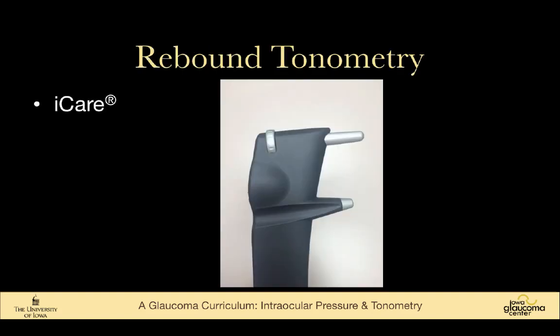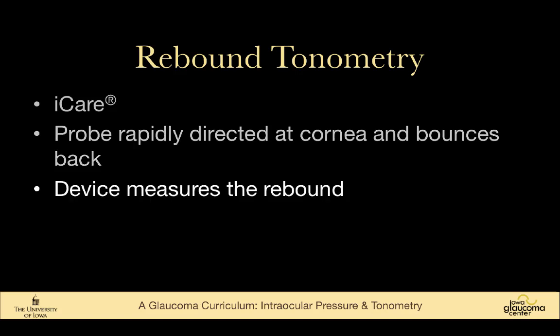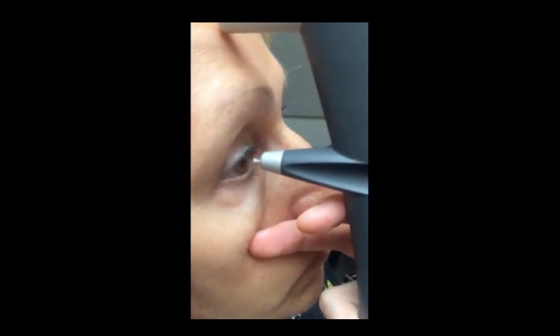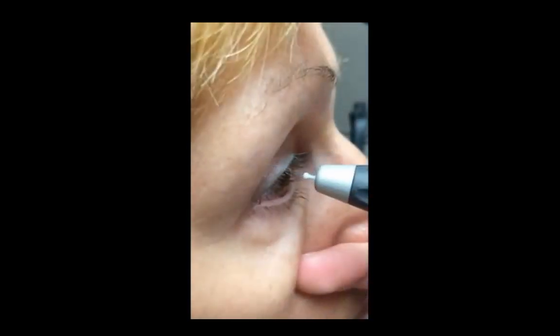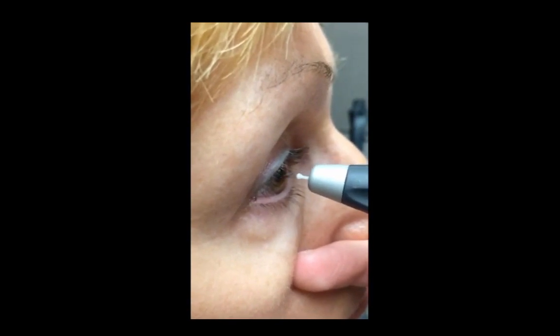Rebound tonometry, or iCare, is relatively newer. There is a probe that is directed at the cornea and bounces back, and the device measures that rebound that occurs off the cornea. So this is the iCare in process. Very fast here, a little bit slower motion. You can see it bouncing off the cornea.